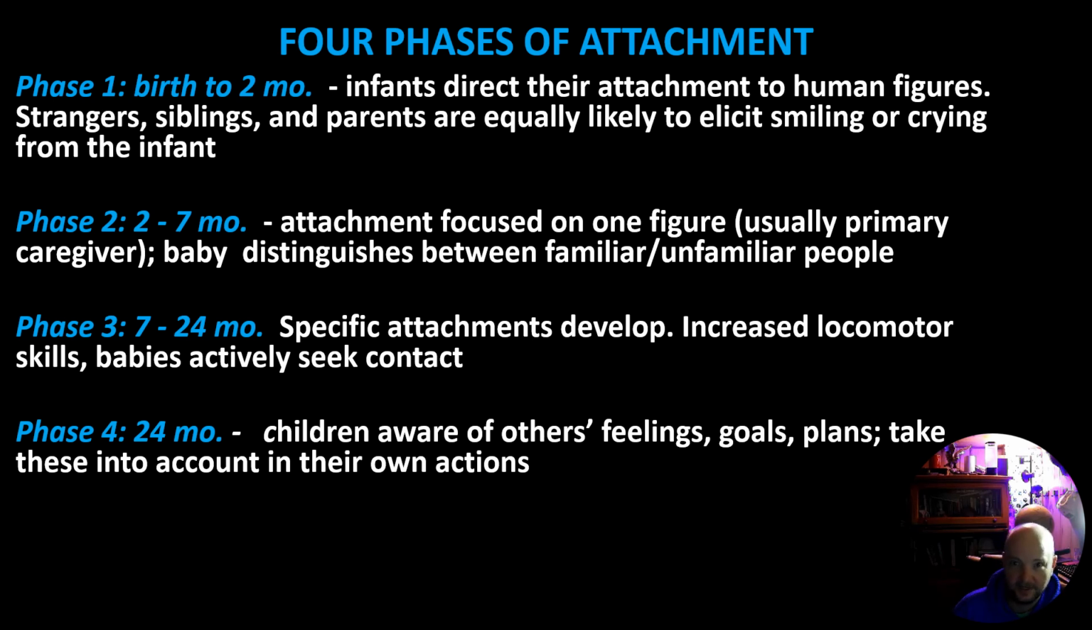Locomotion basically means moving to a different location. A location movement. But that's like the baby moving, crawling towards mom, or pulling on mom, or doing things to seek proximity, to seek closeness, actively seeking contact. Phase 4, after 2 years, the child starts to become aware of other people's feelings and goals, and starts to take this more into account, and is starting to become their own person.